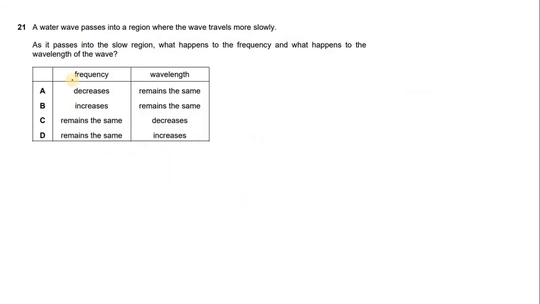Question number 21: a water wave passes into a region where the wave travels more slowly. As it passes into a slow region, what happens to the frequency and what happens to the wavelength of the wave? It's all about a wave passing from one region to another, and this statement of "more slowly" suggests that the wave is passing from deep to shallow water. Remember, in the shallow region, the speed of the wave decreases.